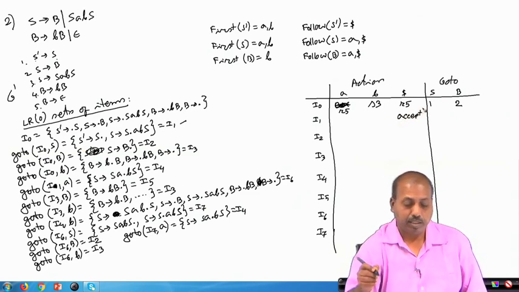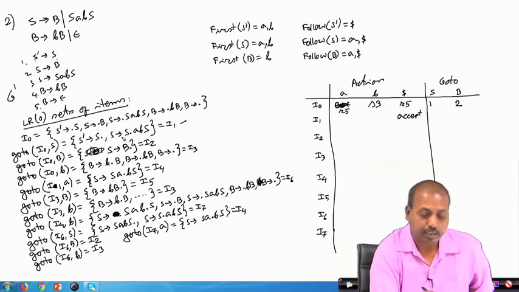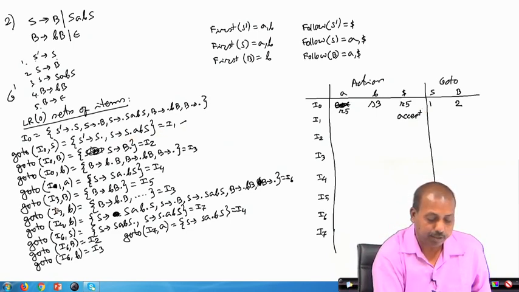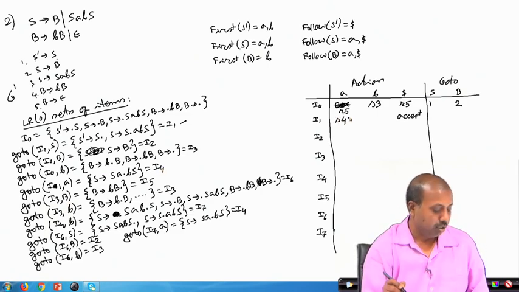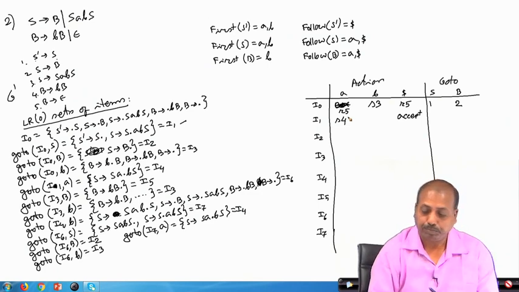So, this is accept, and this rule says that I1 on A is I4. So, this should be shift 4.